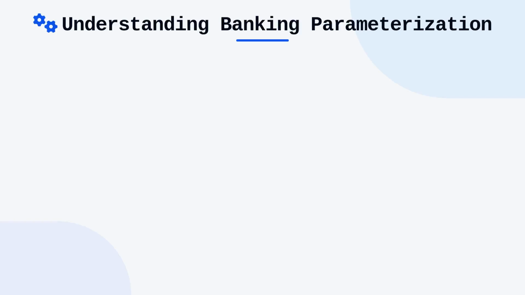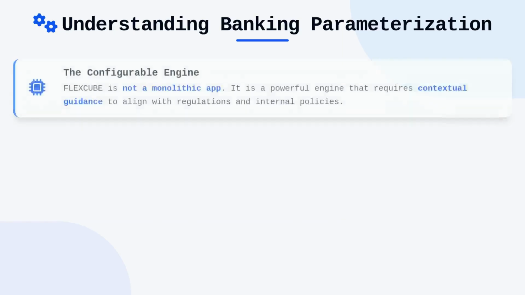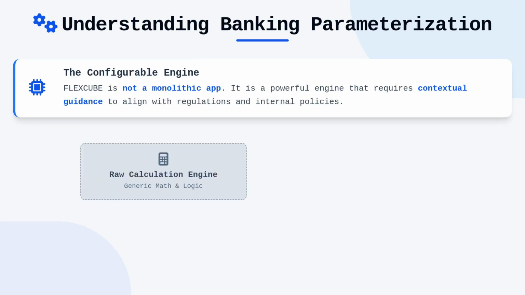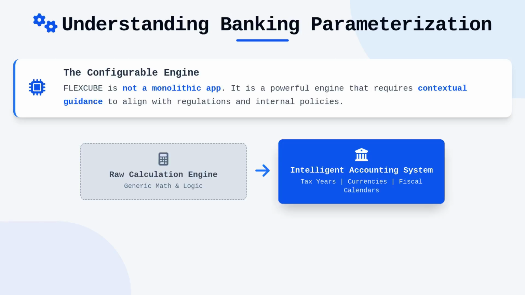To understand banking parameterization, we must first recognize that FLEXCUBE is not a monolithic application that works out of the box without contextual guidance. Instead, it functions as a highly configurable engine that requires specific operational definitions to behave according to banking regulations and internal institutional policies. Think of this as the difference between a raw calculation engine and an accounting system that understands the nuances of tax years, currency denomination preferences, and fiscal calendars.